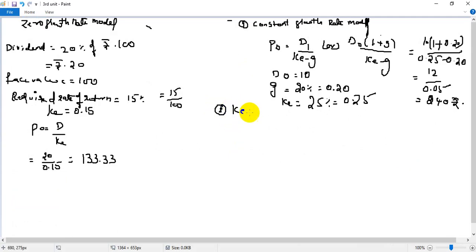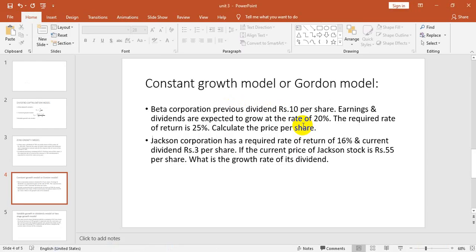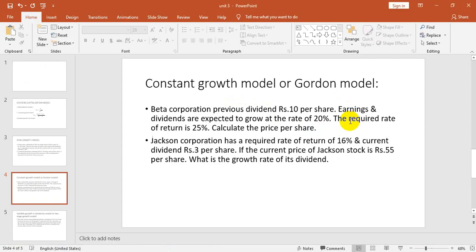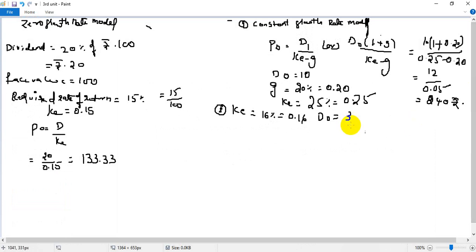KE has been given as 16%, required rate of return 0.16. Your current dividend per share is 3 rupees per share, so D0 is 3 rupees. And if the current price of Jackson is 55, current price means P0, he has given you 55 and he is asking us to calculate growth.